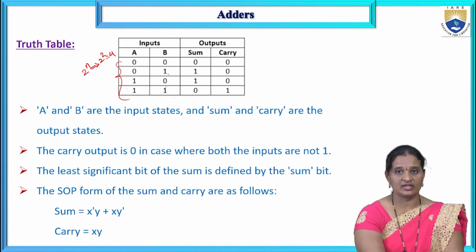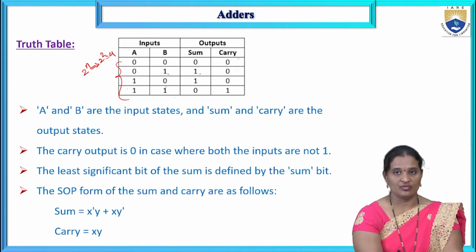As we all know the rules of binary addition, we have represented two outputs, sum and carry. So when we are adding 0 and 0, sum is 0 and carry is also 0. 0 plus 1, sum is 1. Do we get any carry? No. So carry output is 0.